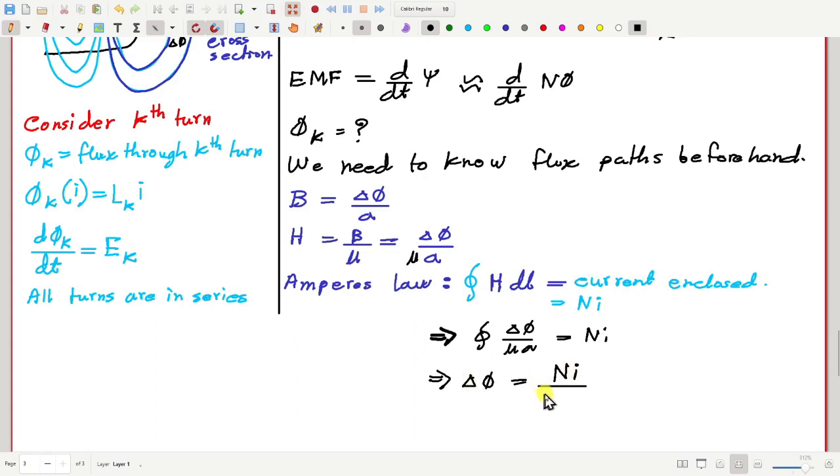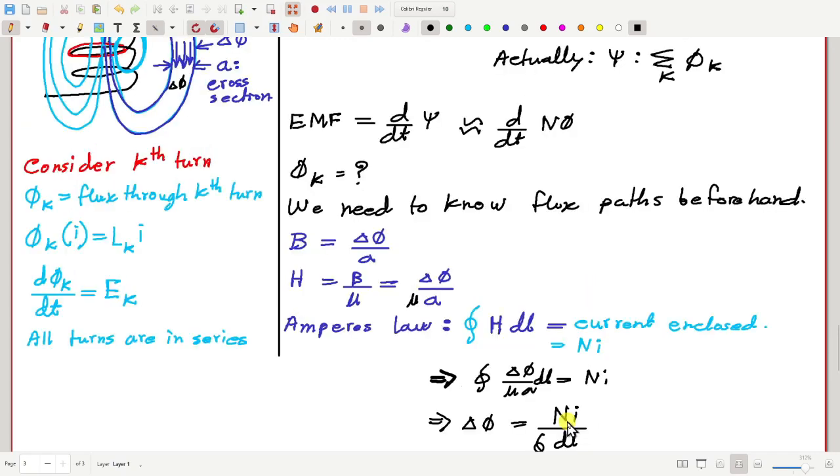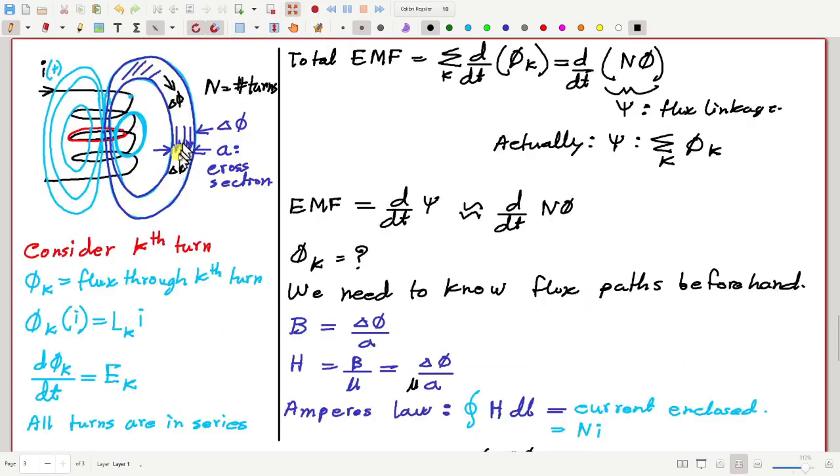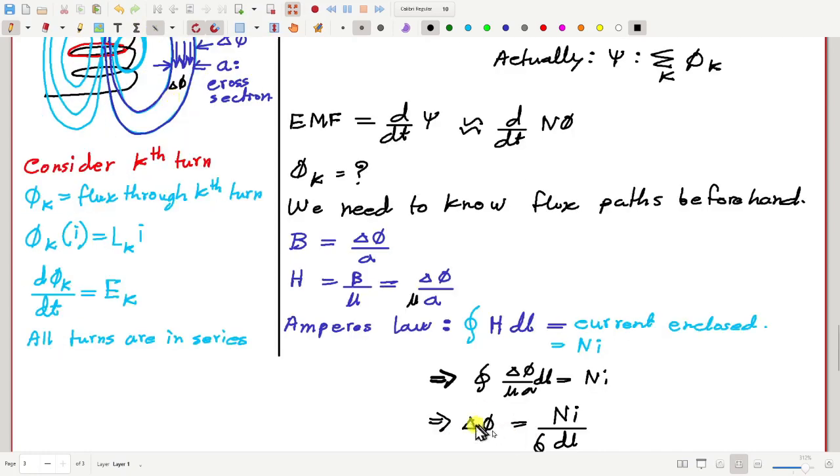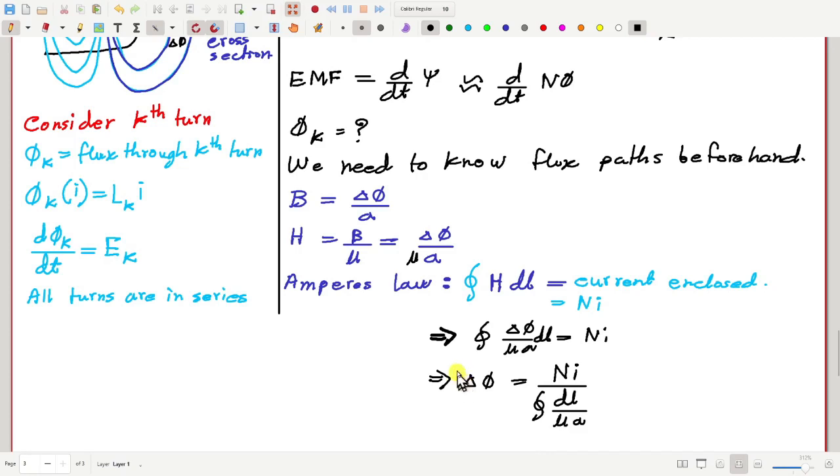And thus we will get delta phi equal to Ni divided by, oh I missed dl here, the integration of dl divided by mu A. A is the cross-sectional area anywhere along this tube, which also is a function of the position. Here the cross-section is smaller, here the cross-section is larger. Also, mu may be a function of position if the medium is not uniform. So this is what we get finally.